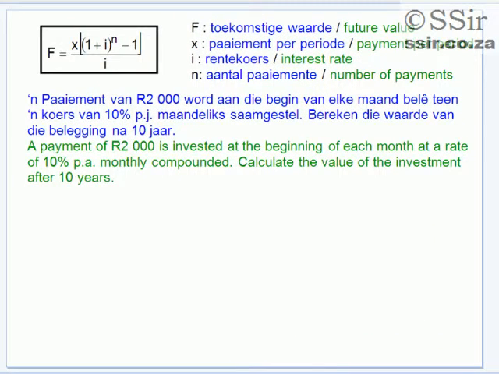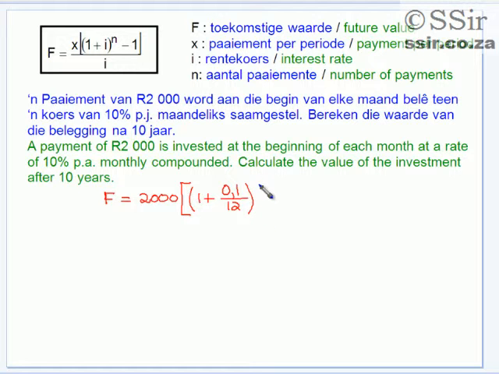A payment of 2,000 Rand is invested at the beginning of each month at a rate of 10% per annum, monthly compounded. Calculate the value of the investment after 10 years. Let's substitute our values in order to calculate the future value. 2,000 Rand is our initial investment. 1 plus 10% interest, so it's 0,1.